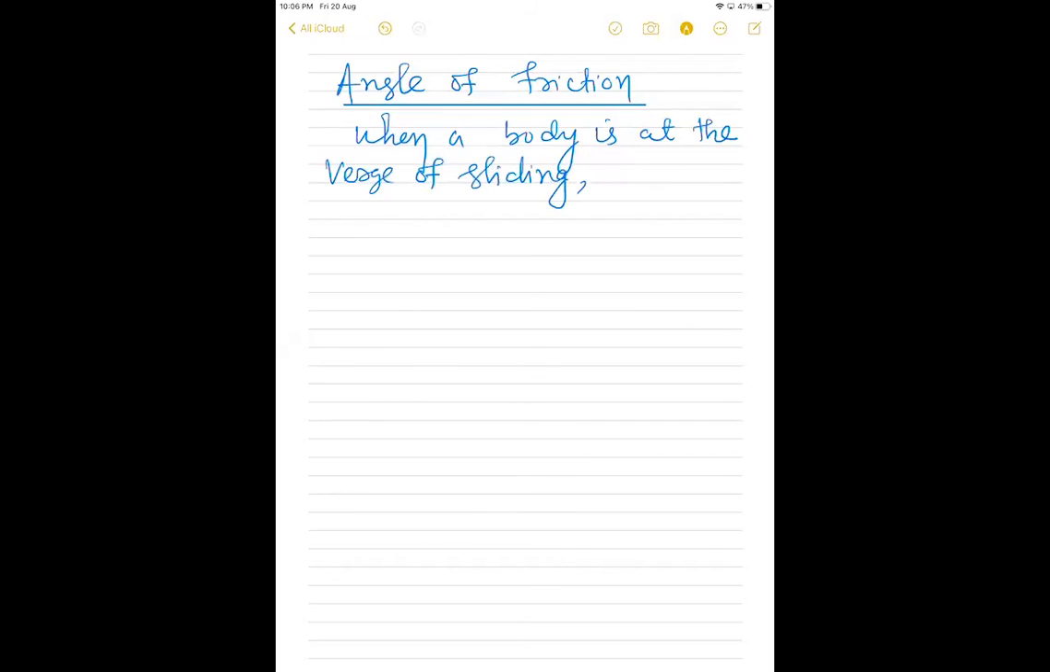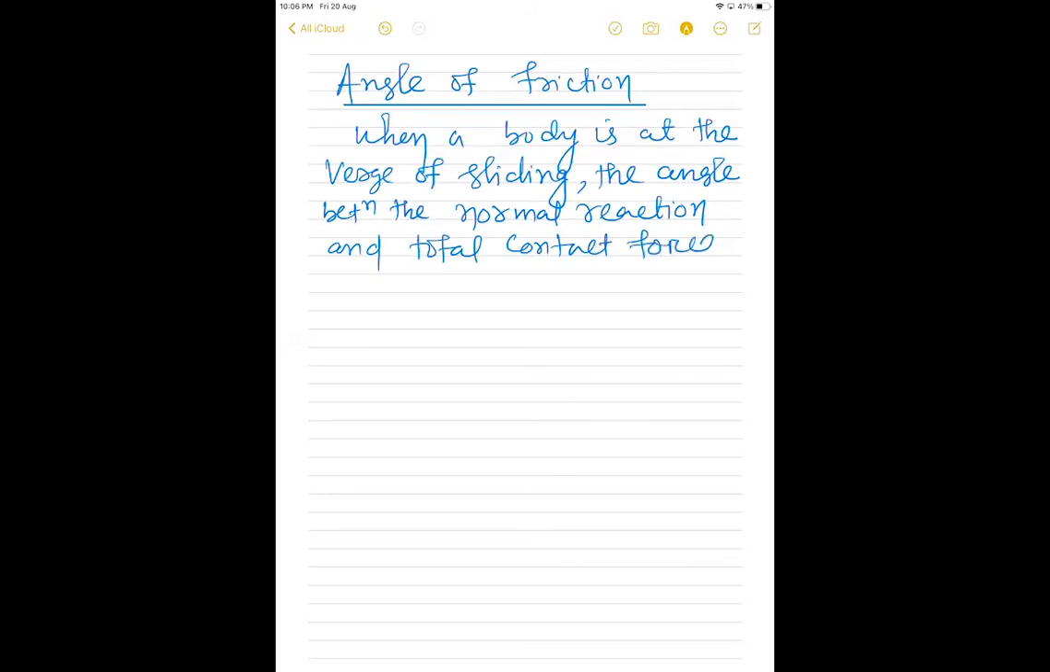The angle between the normal reaction and total contact force is termed as angle of friction.